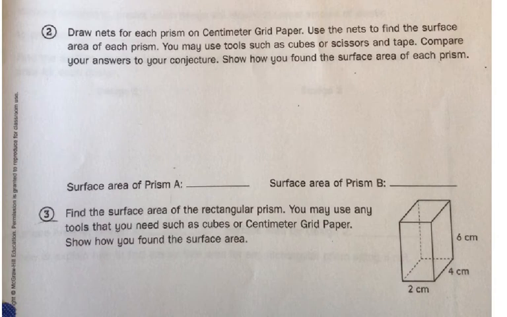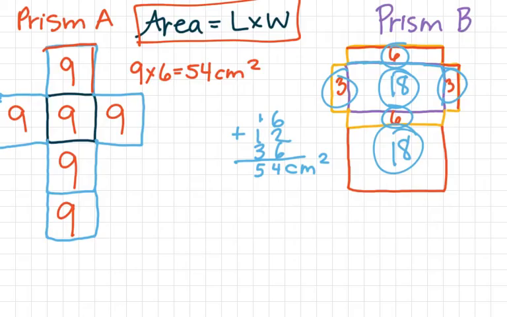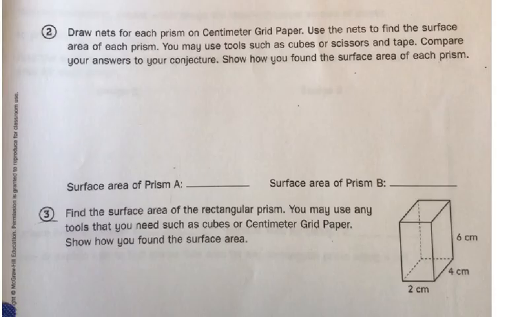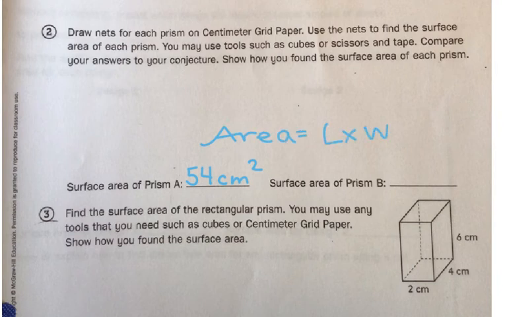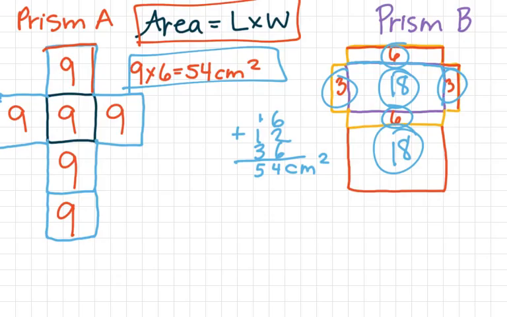The surface area of Prism A was 54 centimeters squared. Remember, area is squared. Because again, remember, area is just multiplying the length times the width, two sides. Here's where we get the squared. And the surface area for B was the same. That was B.